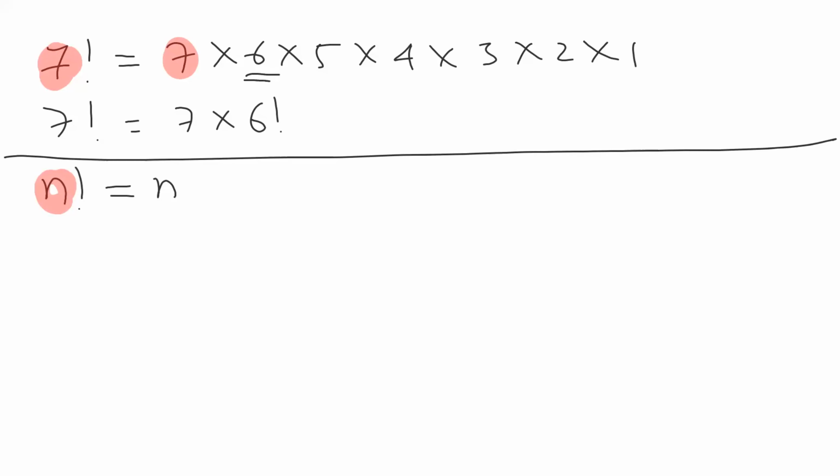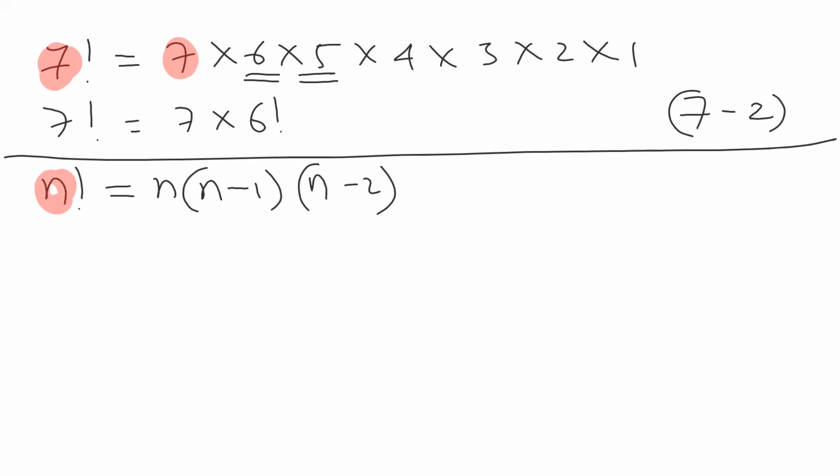Now the second term of 7 factorial is 6. So how does 6 come? 6 comes as 7 minus 1. So the second term of n factorial is n minus 1. The third term of 7 factorial is 5. How do we get this 5? We get this 5 as 7 minus 2. So the third term of n factorial will be n minus 2, if n is 7.